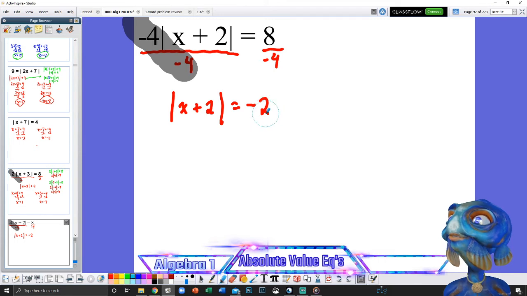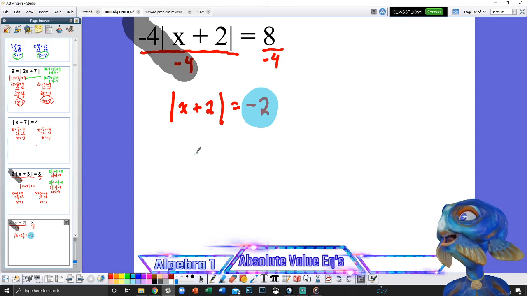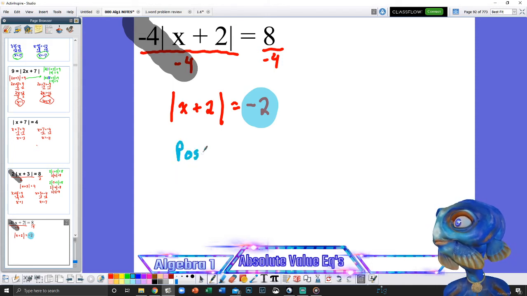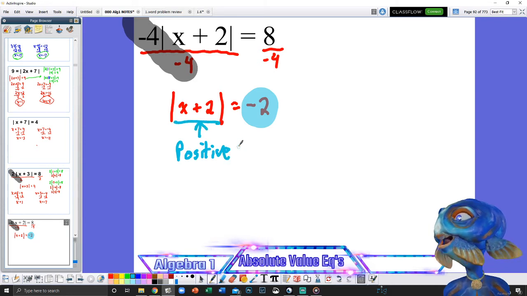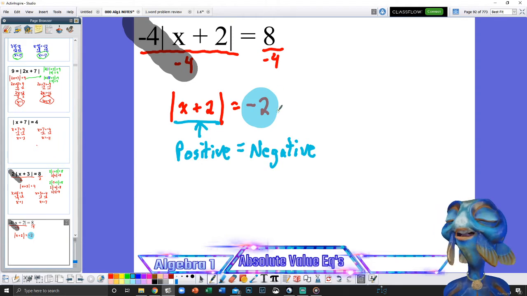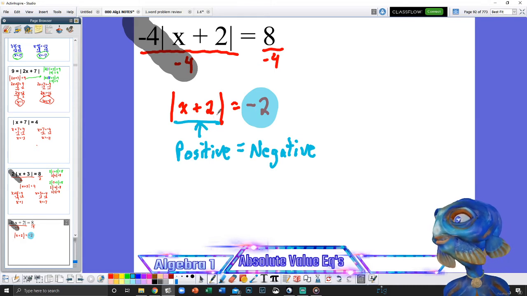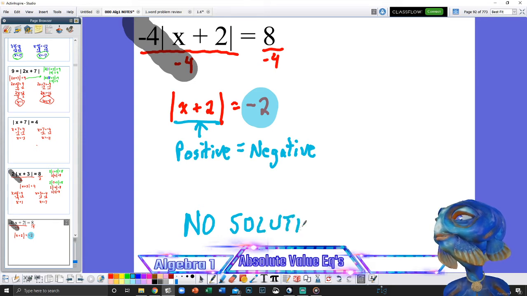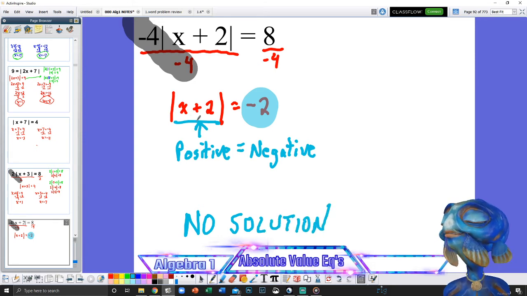Did you see it? Right here, we have an absolute value. We said that absolute values are always positive. So no matter what, this is going to be positive, that answer. And over here, we have a negative number. So can a positive number equal a negative number? No, that's not going to happen. So since this has to be positive and that's negative, that means I have no solution. This only happens when the absolute value, all alone, equals a negative number.